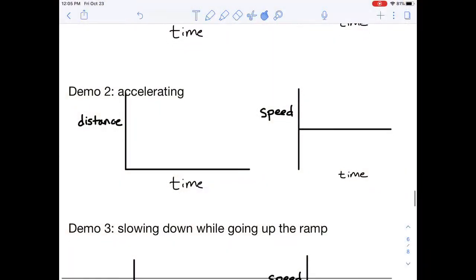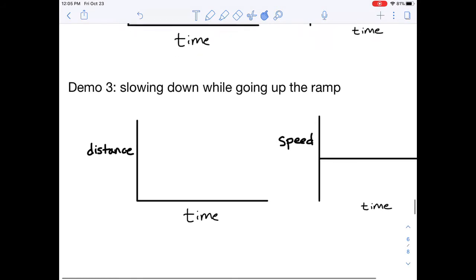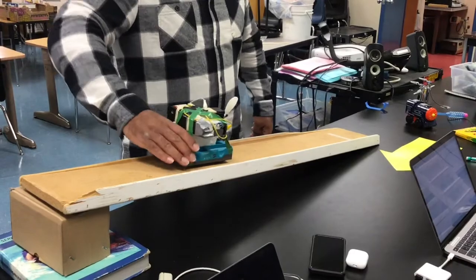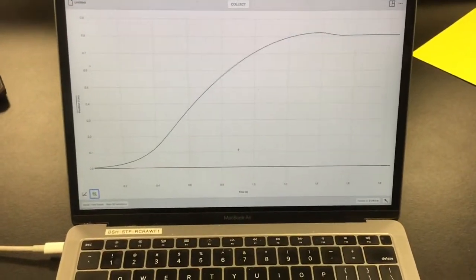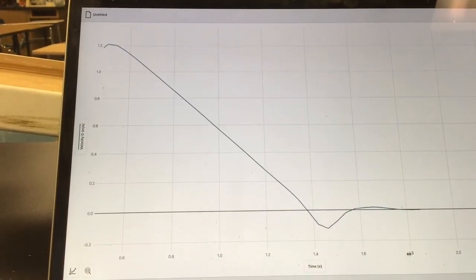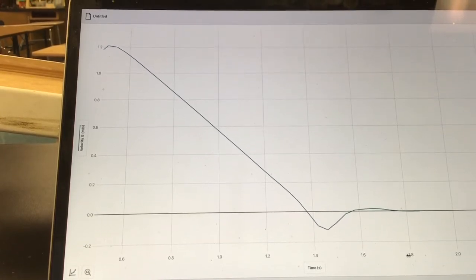The third demonstration goes up the ramp and slows down while it's going up the ramp. So here's Mr. Kent. Nice catch, showing us how it works. And as we look at the computer screen, it shows a curve that falls off at the top because it's slowing down to a stop. And the velocity time graph is just a line where it started out fast and goes straight down to 0. Check your work.